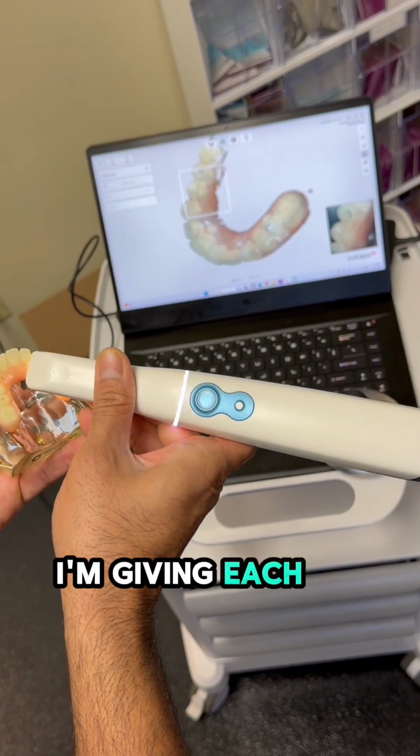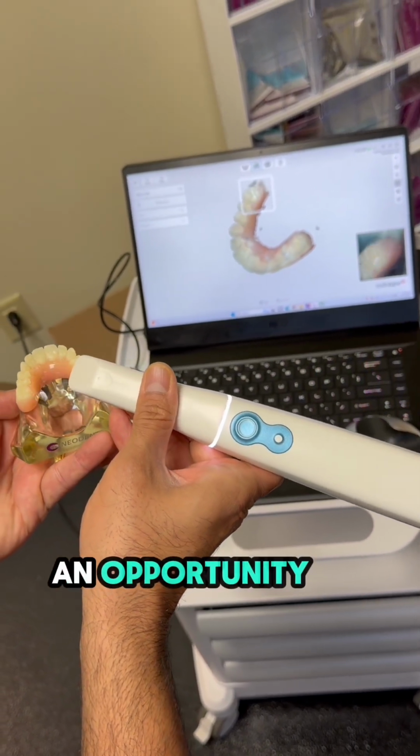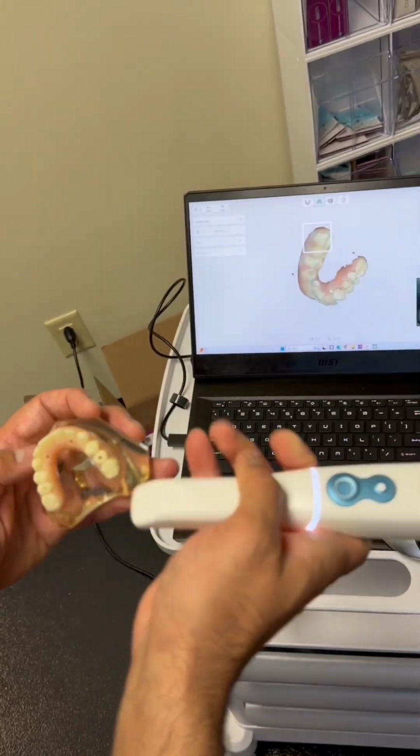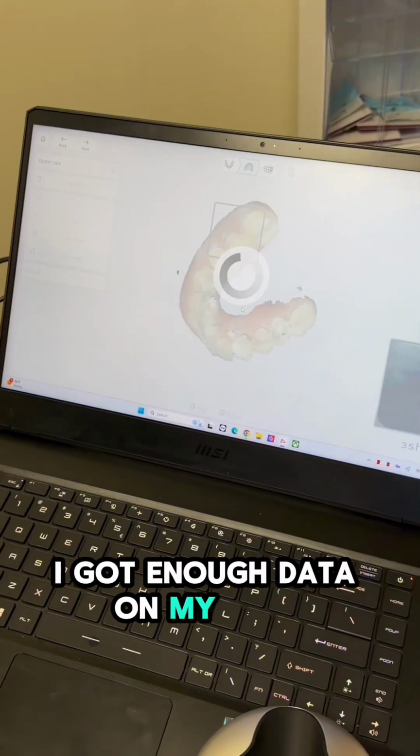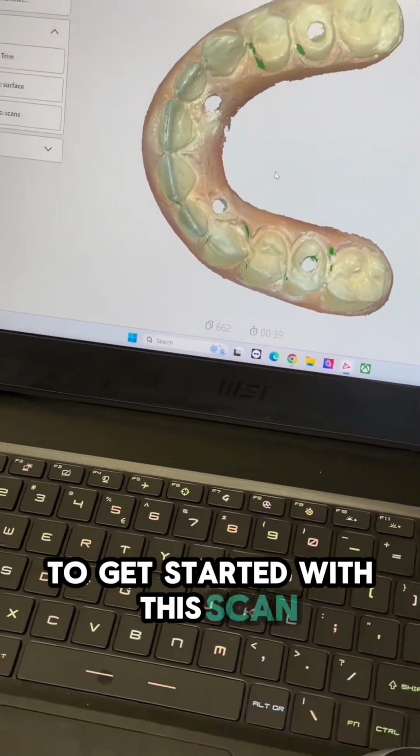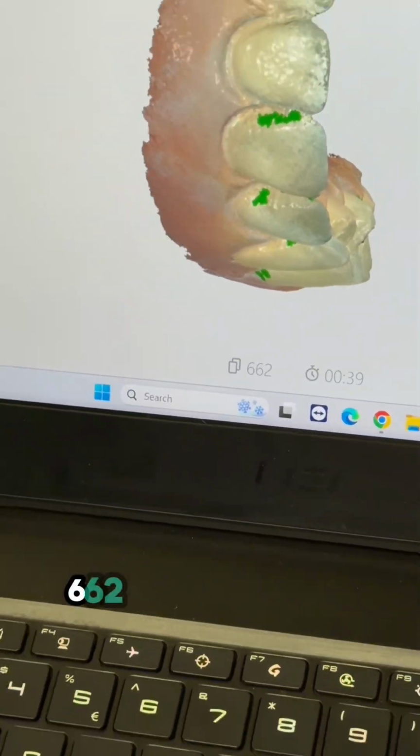I'm giving each of my frames an opportunity to stitch together. Now that's my preliminary scan. I got enough data on my arch to get started with this scan. And look at the image count, 662.